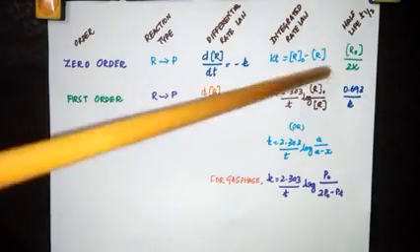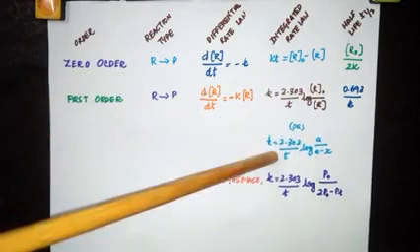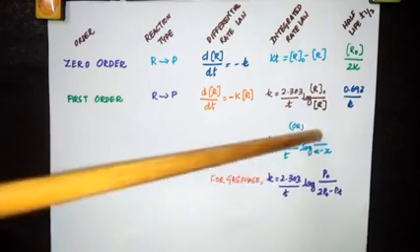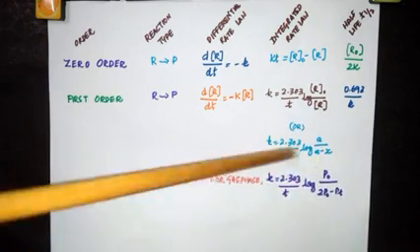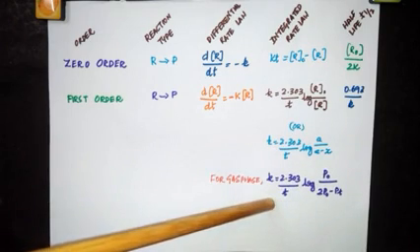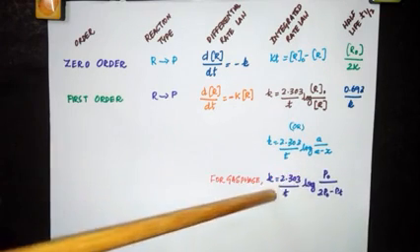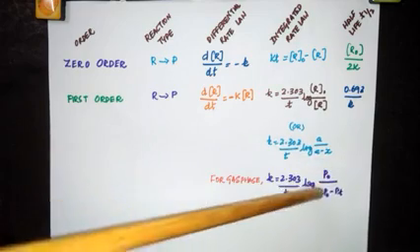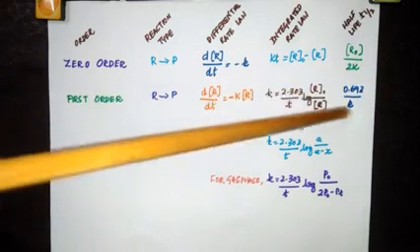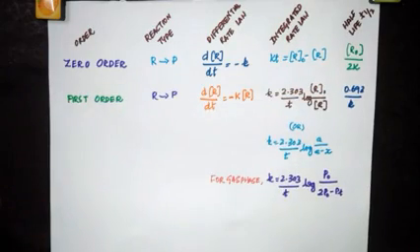And this for first order can also be written as k is equal to 2.303 by t log a by a minus x. And this expression is for the gas phase, and this is also for first order reactions. So k is equal to 2.303 by t log p naught by 2 p naught minus pt. So while solving problems, we will be using all these expressions.